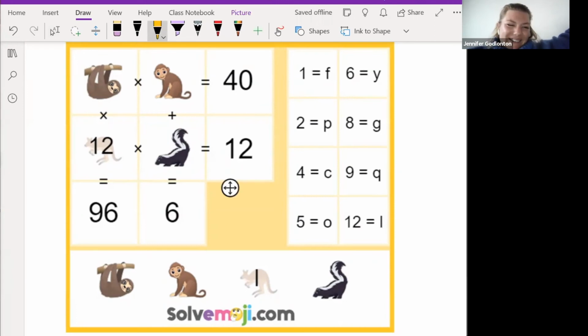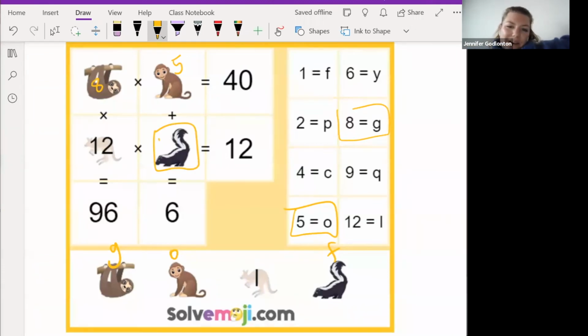So what it was was golf. It was GOLF, so golf, like the sport. Let's try and figure out why. So this would be 8 times 12 is going to give us 96. Okay, so that's my G. And then 8 times 5 is going to give me 40. So that's my O. And then we have our L, which was our kangaroo. And then our skunk, that has to be a 1. And so, oops, sorry, that was an S. So our word was golf.